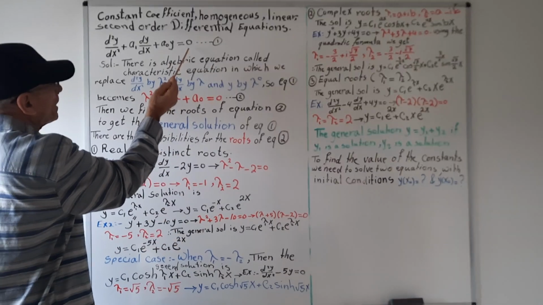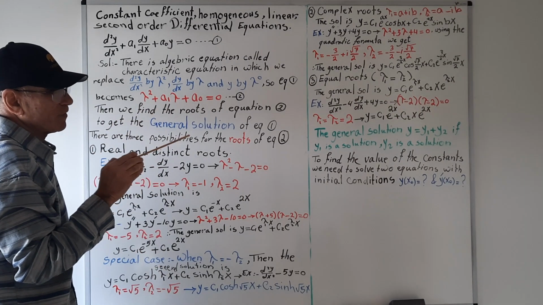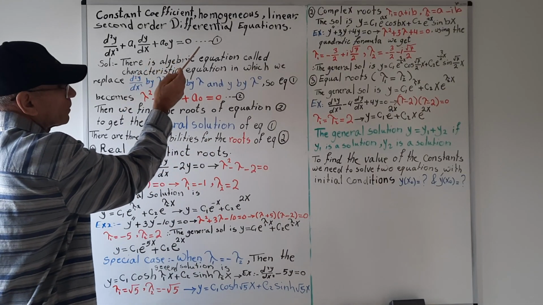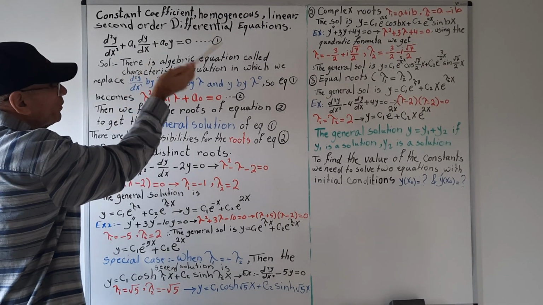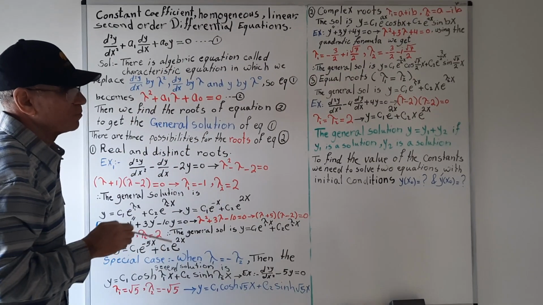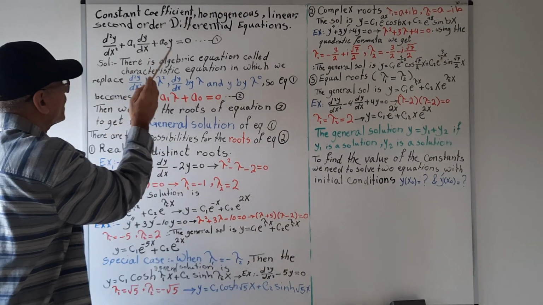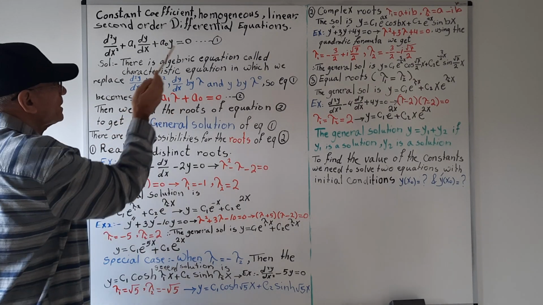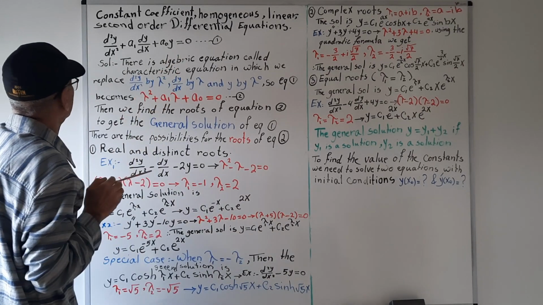Homogeneous means the right side of the equation equals 0, or there is no function of x by itself or a constant in the equation, either in the left side or in the right side. Because even if it is in the left side, we move it to the right side, and then this side won't be 0. So homogeneous means there is no constant in the equation or function of x by itself, which means the right hand side is 0.